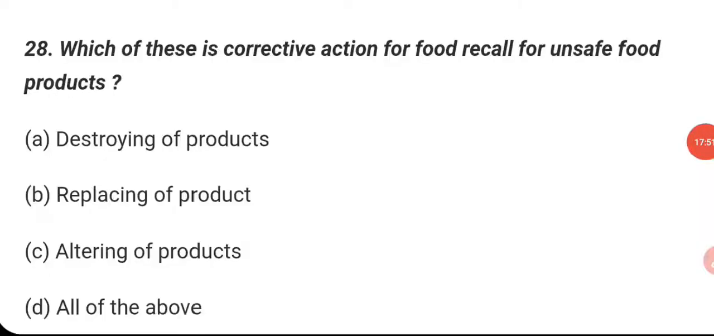Okay. Then which of these is a corrective action for food recall of unsafe food products? So food recall is also a part of food safety management systems. But what corrective actions can you take? After receiving the recalled, that is unsafe, product, you can do what? You can either destroy the product, replace the product, or alter the product so that the food can be called safe.